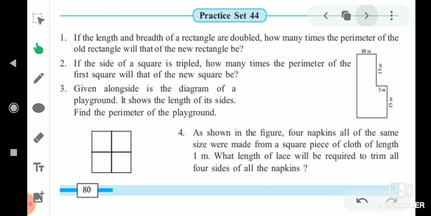Okay, what's the next question? As shown in the figure, 4 napkins, all of the same size, were made from a square piece of cloth of length 1 meter. What length of lace will be required to trim all 4 sides of all the napkins?